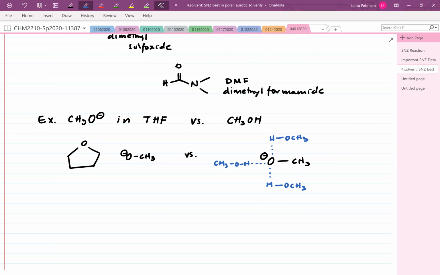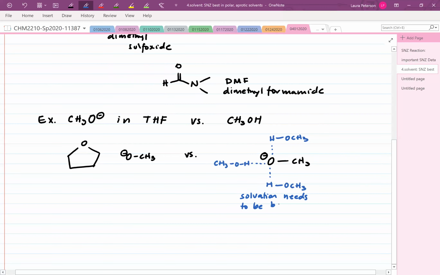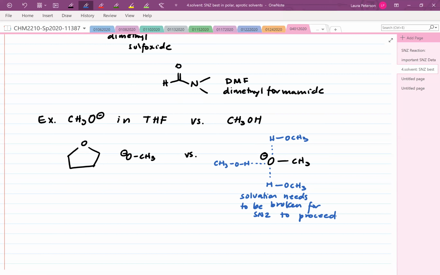Okay, so let's just make a note of that. Solvation needs to be broken for SN2 to proceed. Whereas with THF, there was really minimal interaction between our solvent molecule and our nucleophile. So for those reasons, SN2 is going to favor strong nucleophiles. Nucleophiles are stronger in polar aprotic solvents, and that's why we see aprotic solvents as the main solvents in these SN2 reactions.